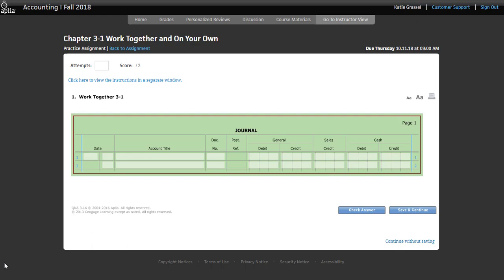I'll give you a hint. Anytime you write a check, cash is being credited. C check, C cash, C credit. Agreed? Cash is going down. If I write a check for somebody, I have less cash. The downside of cash is a credit. Okay? So what will go in my source document is going to be a letter and a number.